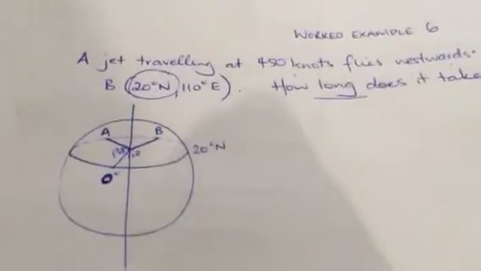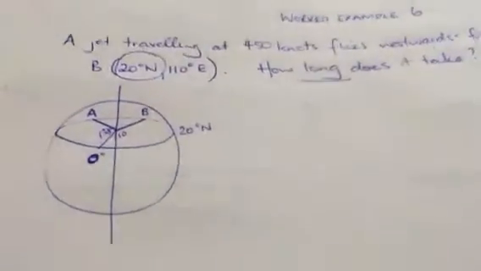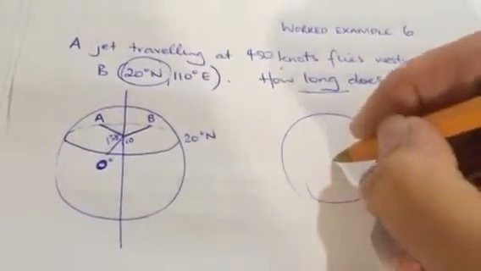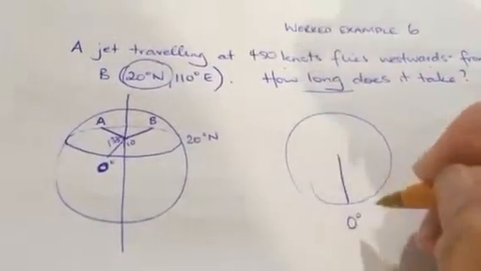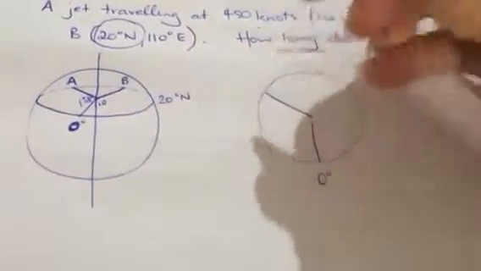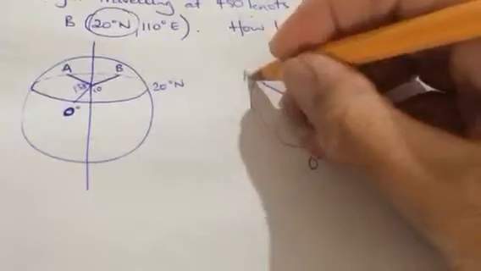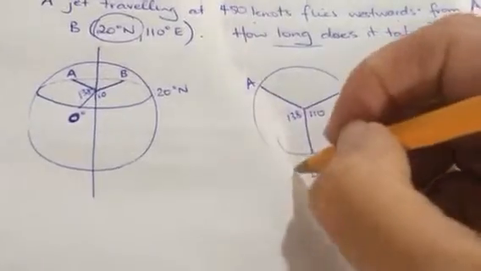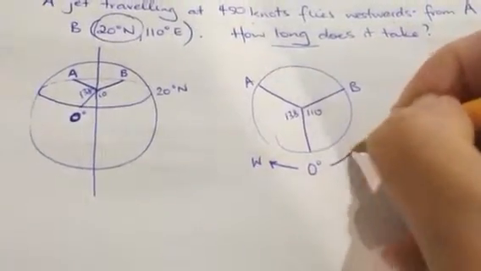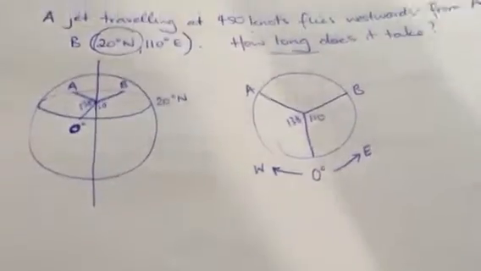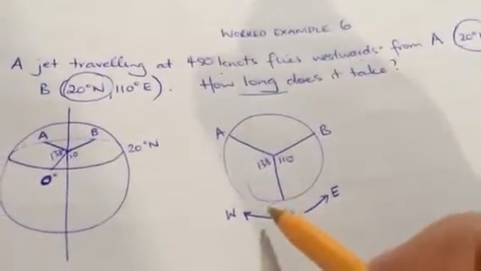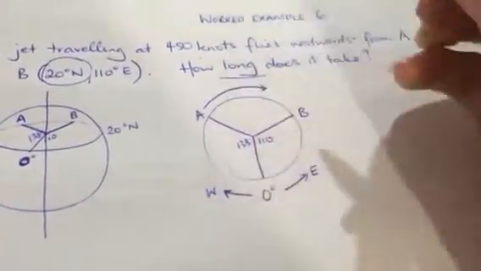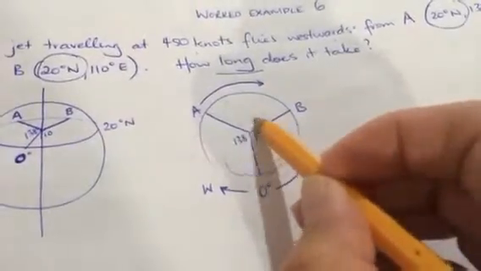Whenever we have a problem with latitude, it's best to draw a plan view to make sense of it a little bit more. Here is the prime meridian at 0 degrees. Point A was at 138 degrees, point B was at 110 degrees, and this was west. Some people might like to draw those arrows in because it might help. The jet was travelling from A westwards, so it's going to continue around in this direction. What we're looking for is this angle here.